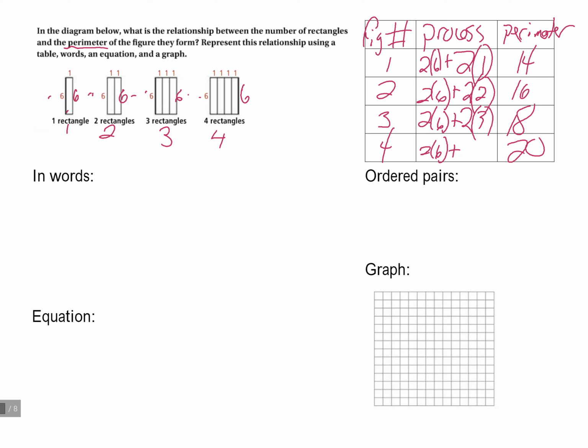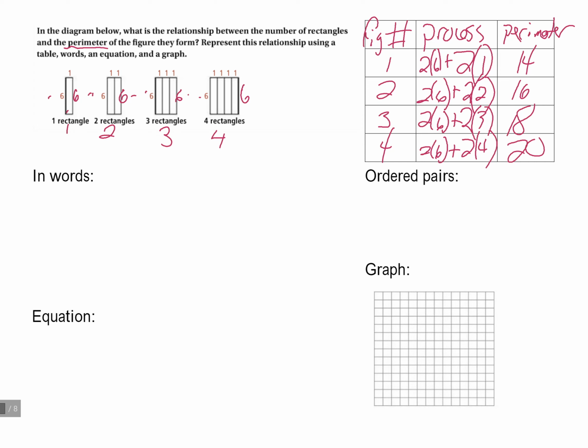2 times 6 is 12, 2 times 3 is 6, add them together, you got 18. So then 2 times 4 rectangles. 2 times 6 is 12, 2 times 4 is 8, 12 plus 8 is 20. So it seems like we have the process right, okay? So it's important that you do that. It's important that you have that middle column to help you see this pattern that's happening here.